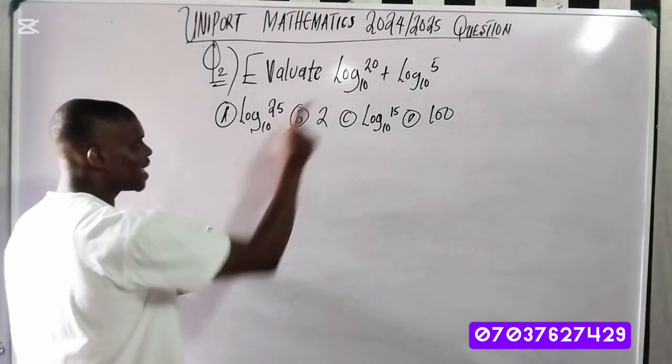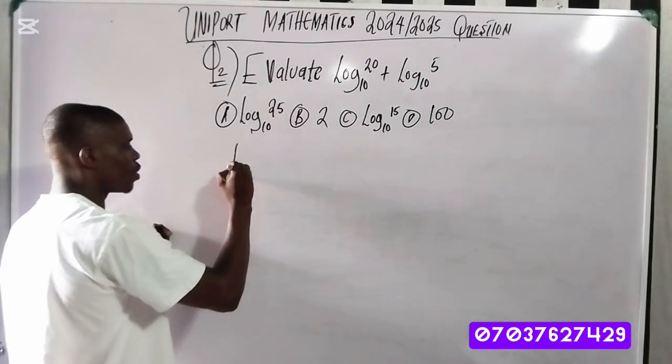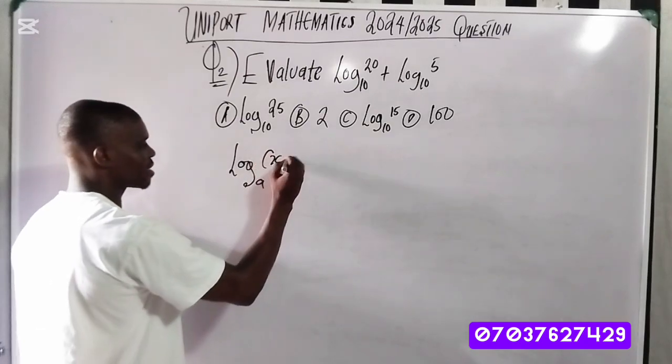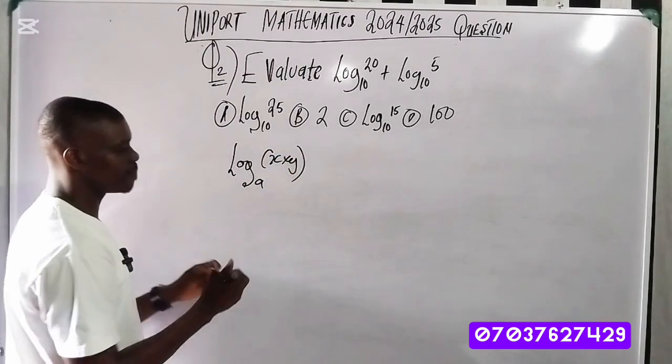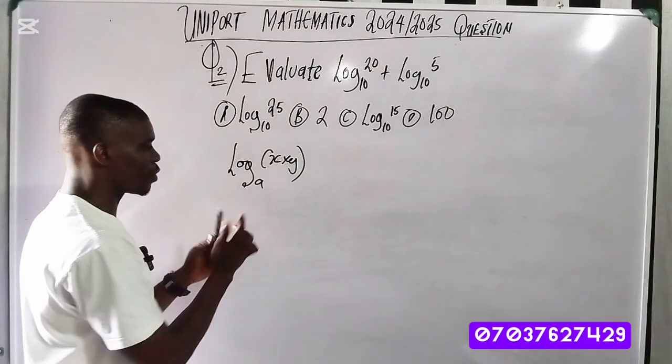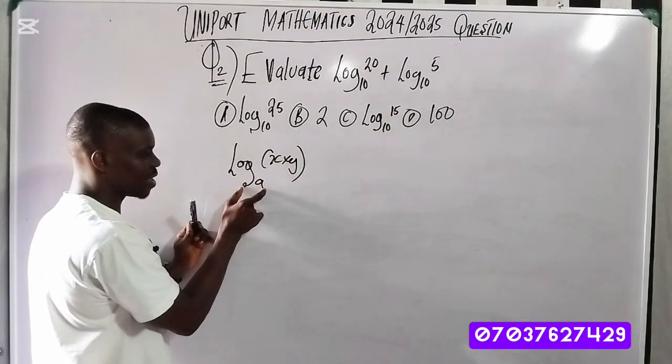Now in this one, if you have something like log base a of x times y, please pay close attention. You can separate it, because x and y have the same base here.